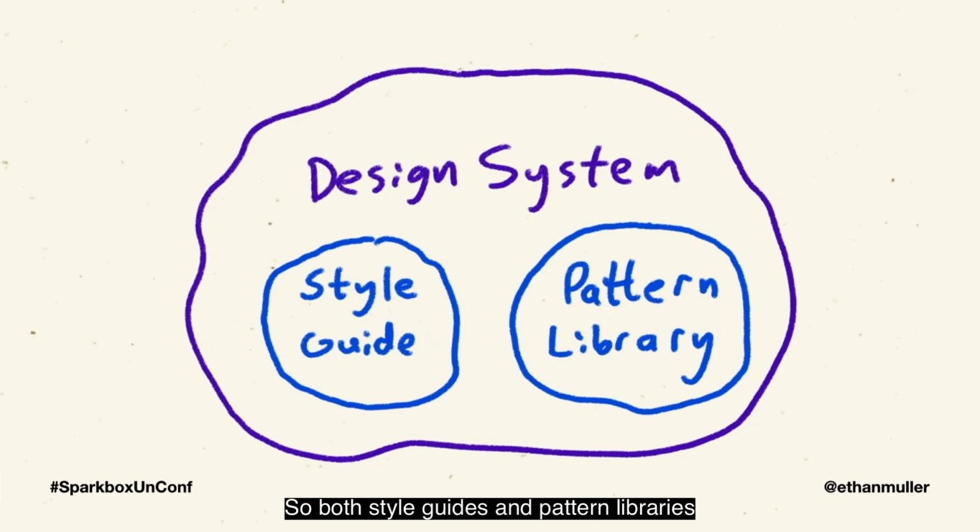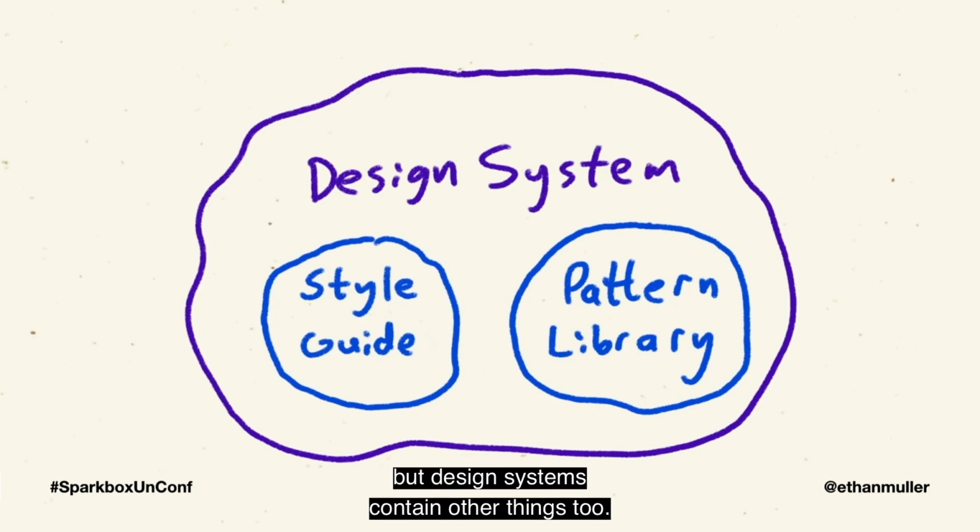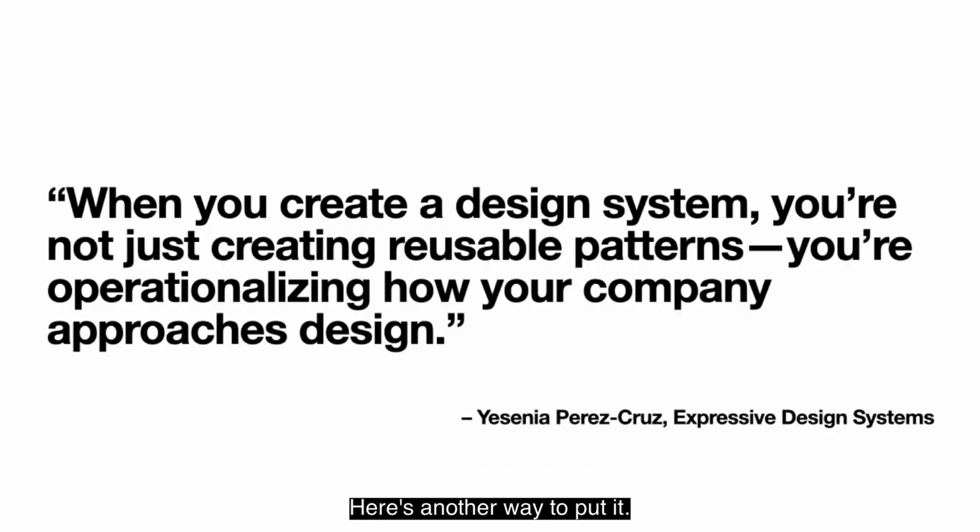So both style guides and pattern libraries are contained within design systems, but design systems contain other things too. The other things are basically any documentation that it takes to get work done at an organization. Here's another way to put it. In her book, Expressive Design Systems, Yesenia Perez Cruz says it like this. When you create a design system, you're not just creating reusable patterns. You're operationalizing how your company approaches design.